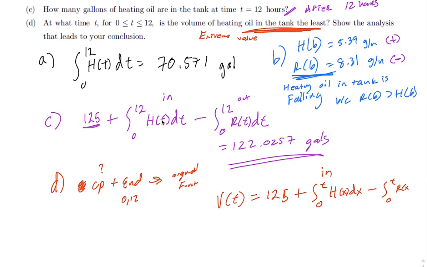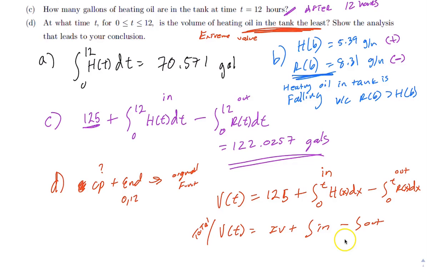R of x dx. And that's how we come up with these functions. Anytime we do one of these net change problems with two integrals, at two rates, it's always the same thing. V of t equals my initial value plus the integral of the in minus the integral of the out. And that'll give us our total after a certain time.